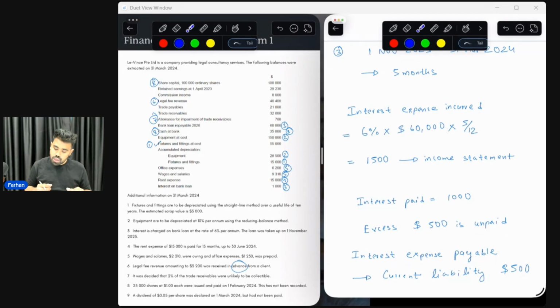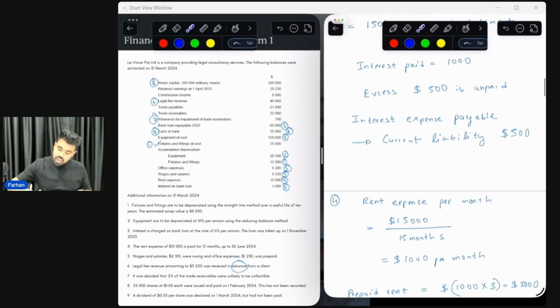Okay. All right. So just a quick recap. In the income statement, as part of our other expense, we include the interest expense, which we have actually incurred for the 5 months since 1 November 2023. And that is $1,500, all right? And when we prepare the statement of financial position or the balance sheet, we show the amount which is unpaid, that is interest payable of $500, and that is treated as a current liability, referring to a present obligation for the business to pay this off as soon as possible.